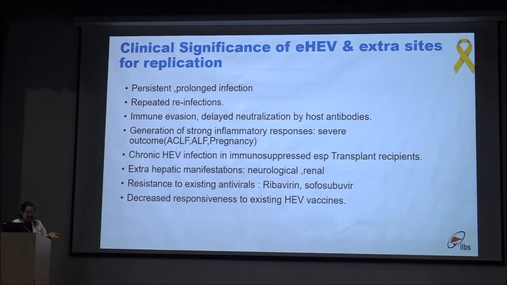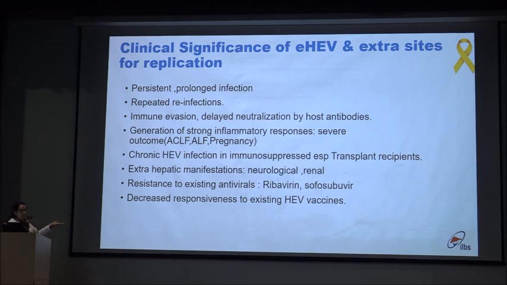What is the clinical significance? A lot of literature is now coming that this is responsible for persistent and prolonged infections. Sometimes the infection becomes resistant, with repeated reinfection. So the intestines become a seeding site for infecting your hepatocytes again and again. Because I told you that ORF3 is also there, there is immune evasion, so it is associated with lots of inflammatory responses inside the body.